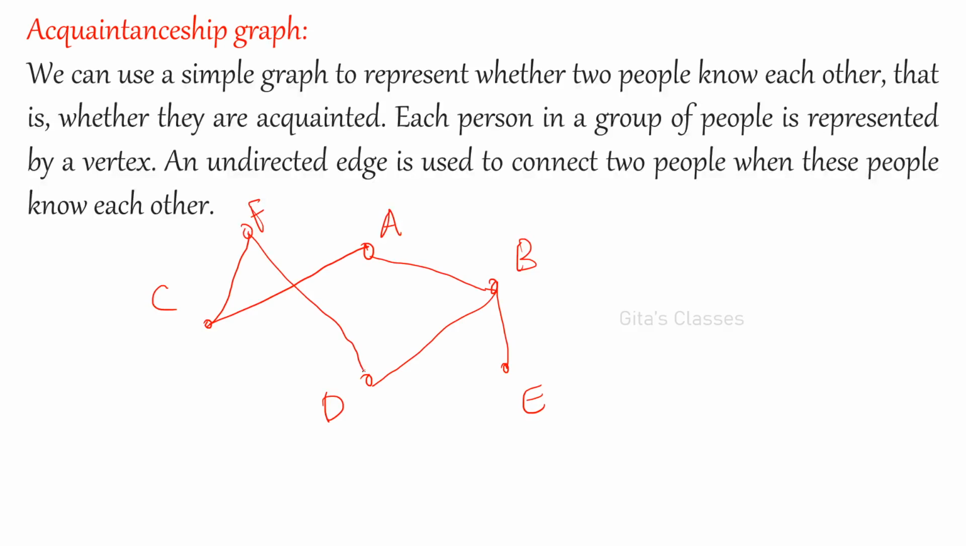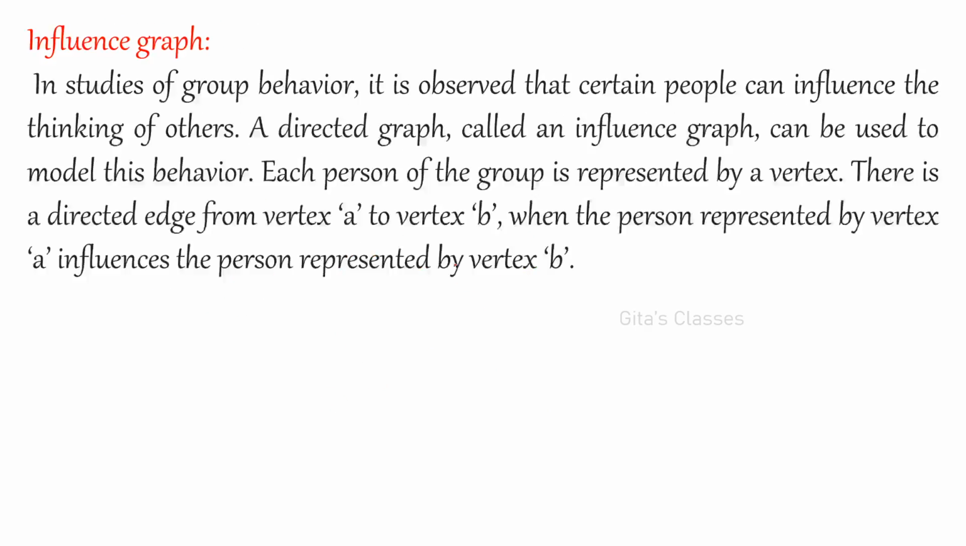And F and D are known. So A does not know F, D and E. B does not know C and F, like this. If there is an edge, they know each other. This is an example of a graph. And you cannot have multiple edges here. If A and B are known, you will have one edge, that's all, because there is no direction, right?